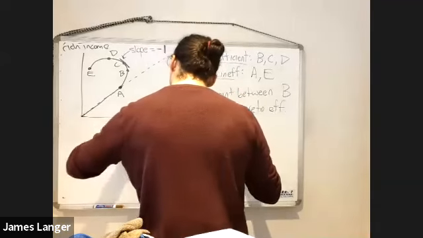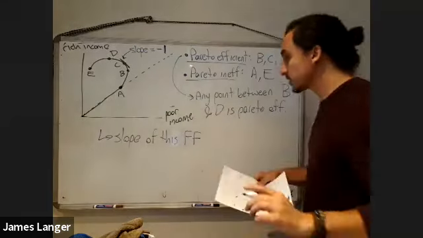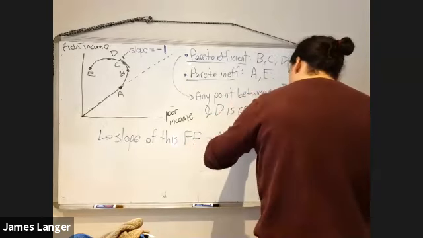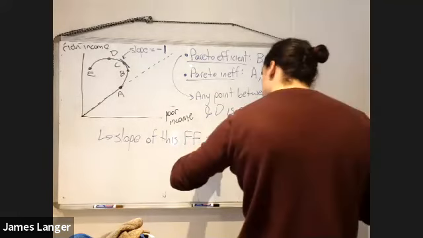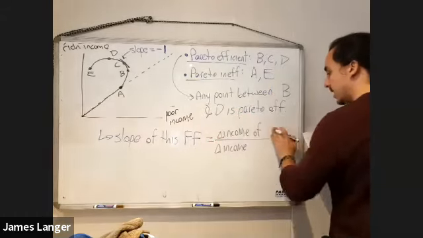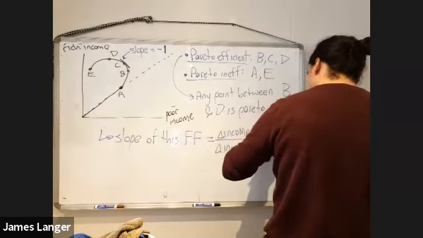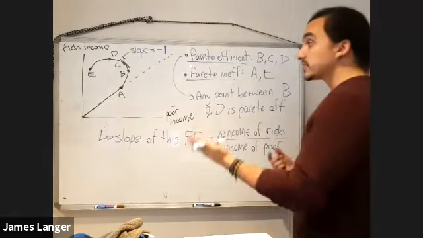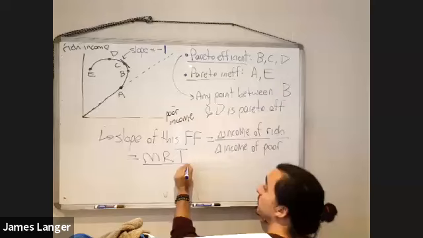My slope of this feasible frontier, okay? What this is going to be equal to is the change in income of poor divided by the change in income of the rich over the change in income of the poor. All right? So this is going to be our marginal rate of transformation.